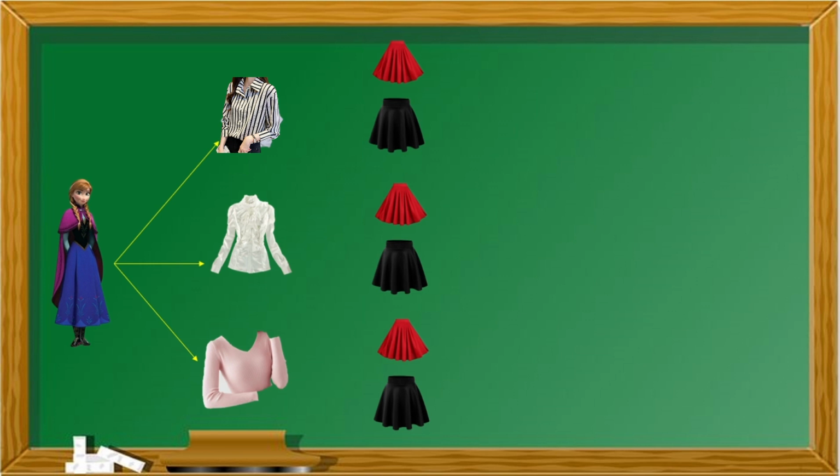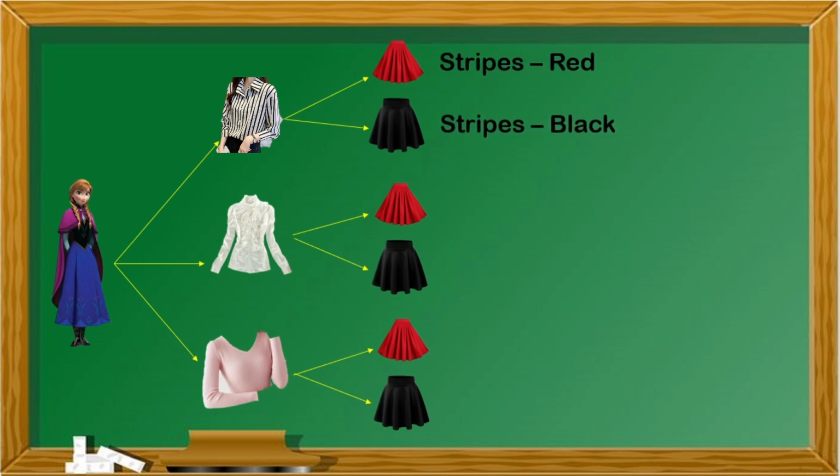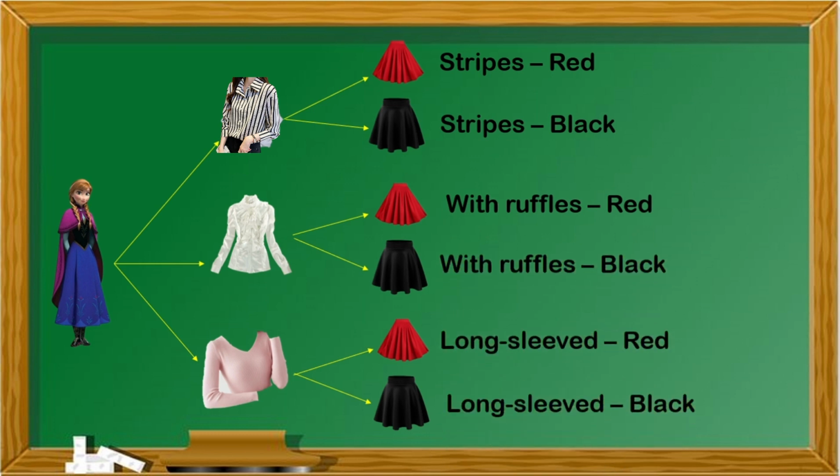This is Anna. Anna will have three choices of blouse: stripes, with ruffles, and long sleeve, and two skirts, red and black. With every blouse, Anna can pair the red or the black skirt. How many possible pairs can Anna choose? Stripes with red, stripes with black, with ruffles red, with ruffles black, long sleeve red, and long sleeve black. Therefore, Anna has 6 pairs of outfits.